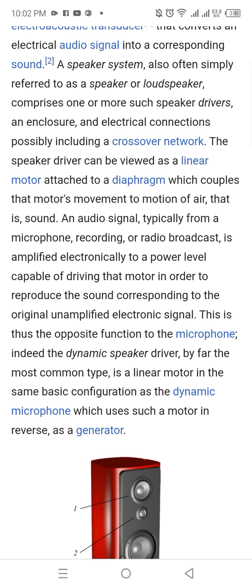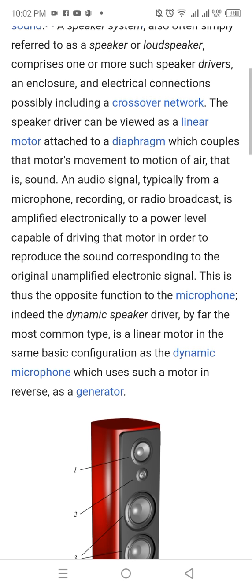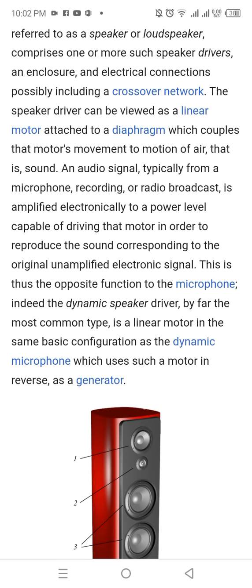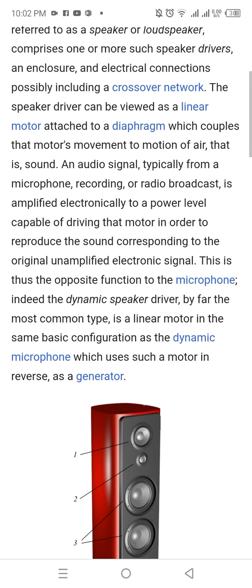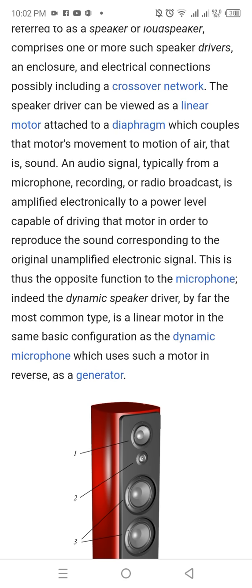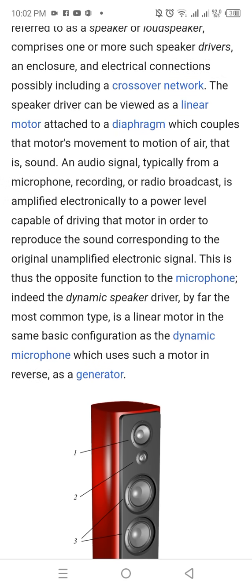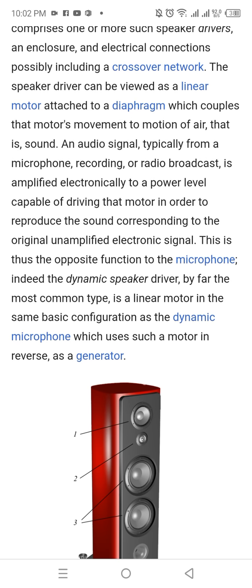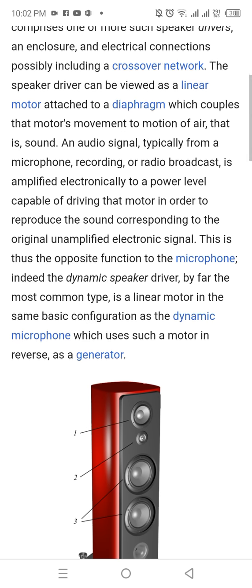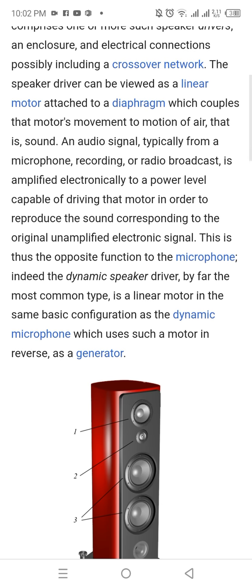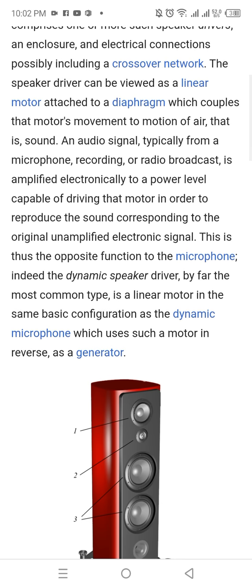The speaker driver can be viewed as a linear motor attached to a diaphragm, which couples that motor's movement to the motion of the air, that is, sound. An audio signal, typically from a microphone recording or radio broadcast, is amplified electronically to a power level capable of driving that motor in order to reproduce sound corresponding to the natural unamplified electric signal.